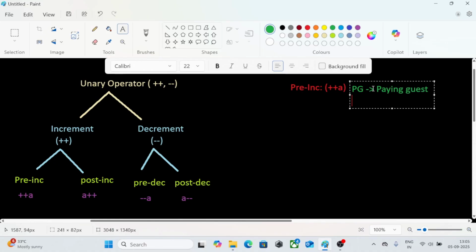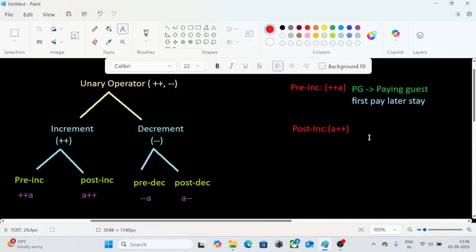Correct. What you will do, first pay, later you are going to stay. This is what pre-increment is. Okay, so for a PG and all, you just go there, pay the amount, and only later you can stay. Okay, so I will give you one example for post-increment also.